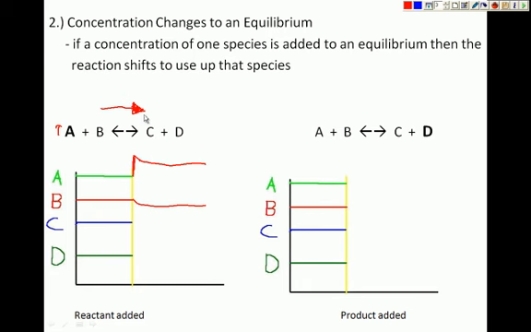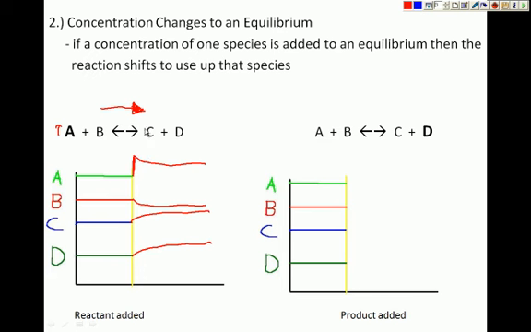Now, C is a product, and since it is shifting to the right, C is going to increase. And D is also going to increase. Okay, and what we see here is that the reactants decrease and the products increase. Now A overall increase because we added some, but we can see that shift, that the reaction tries to do the opposite.